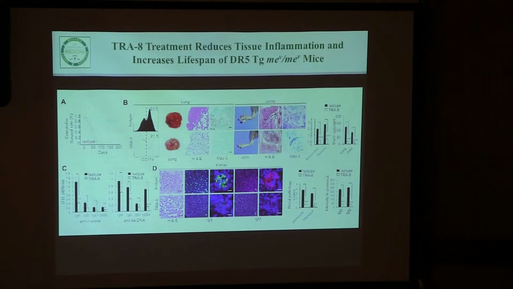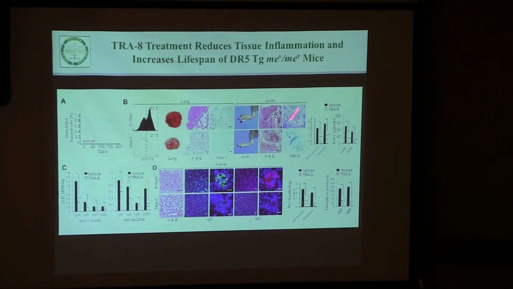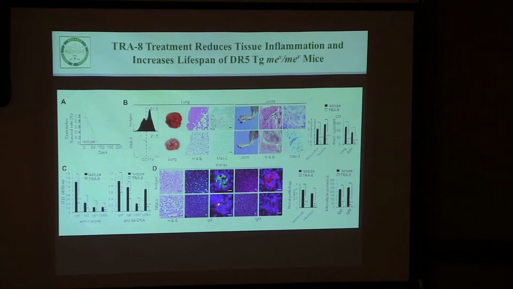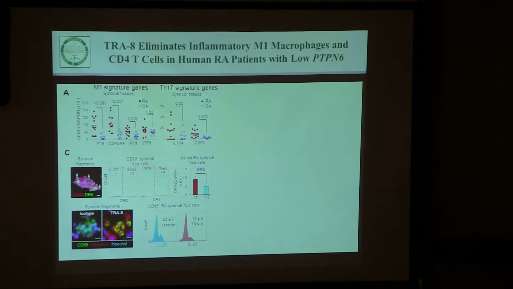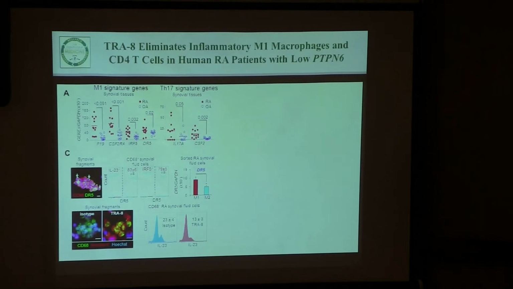So the phenotype we observe in these mice after TRIA treatment includes reduced inflammation in the lung, reduced inflammation in the joint, reduced production of autoantibody in the serum, and reduced deposit of immune complex in the kidney. So this slide I showed was about the mouse data, and then we move to human study.